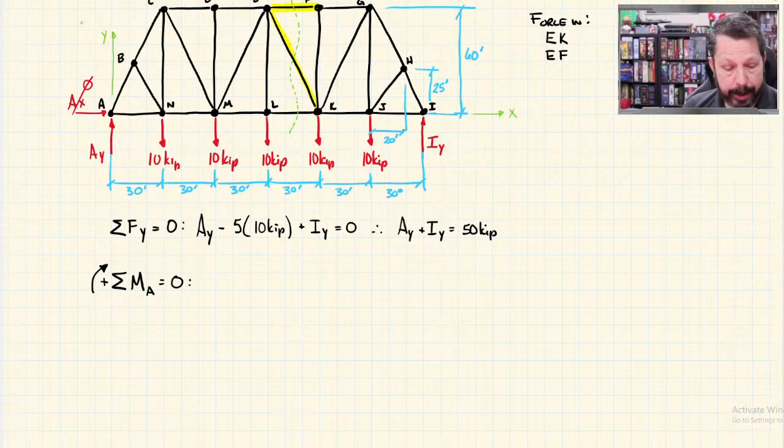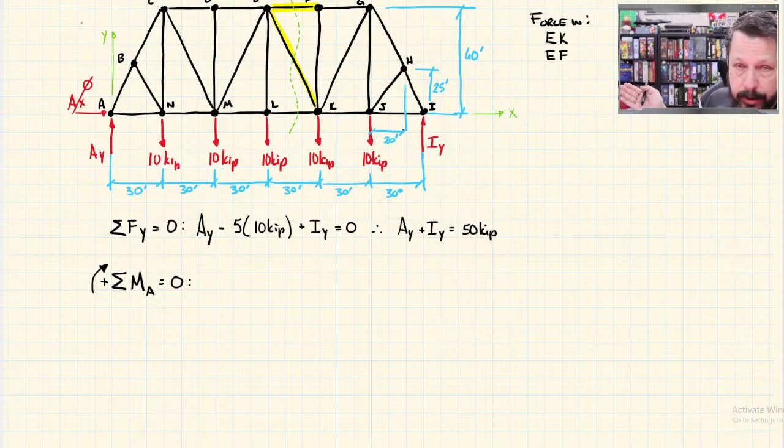So I've got AY, the very first. Well, AX I've already decided is 0. AY is the first one. Its line of action actually goes on top of A, so it does not create a moment about A. That's the idea of trying to open a door by pushing on the door hinge. The door doesn't rotate.